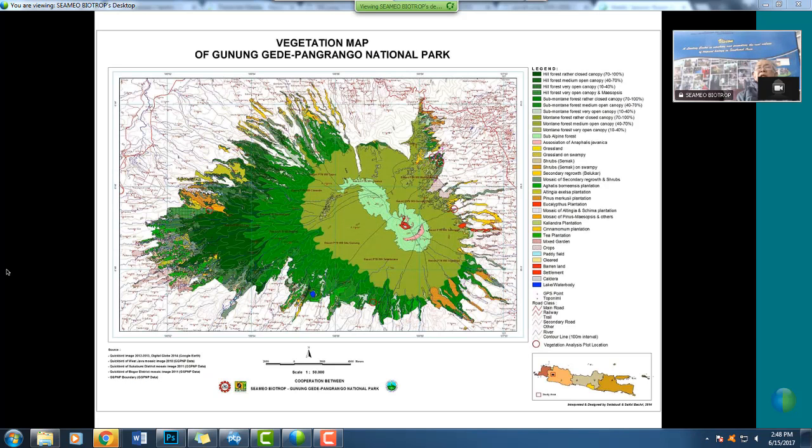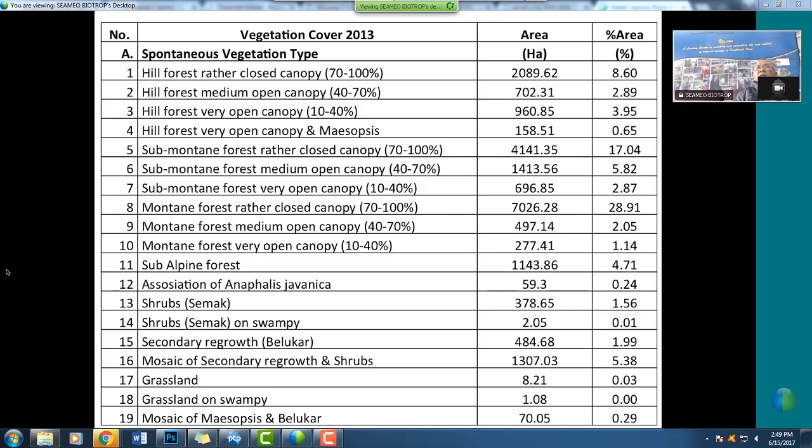This is an example of risk analysis in the National Park of Gunung Gede Pangrango in West Java, not very far from BIOTROP. Next slide. With this picture, you can delineate the areas. It is very important to have an estimation of the areas. Next slide, please.